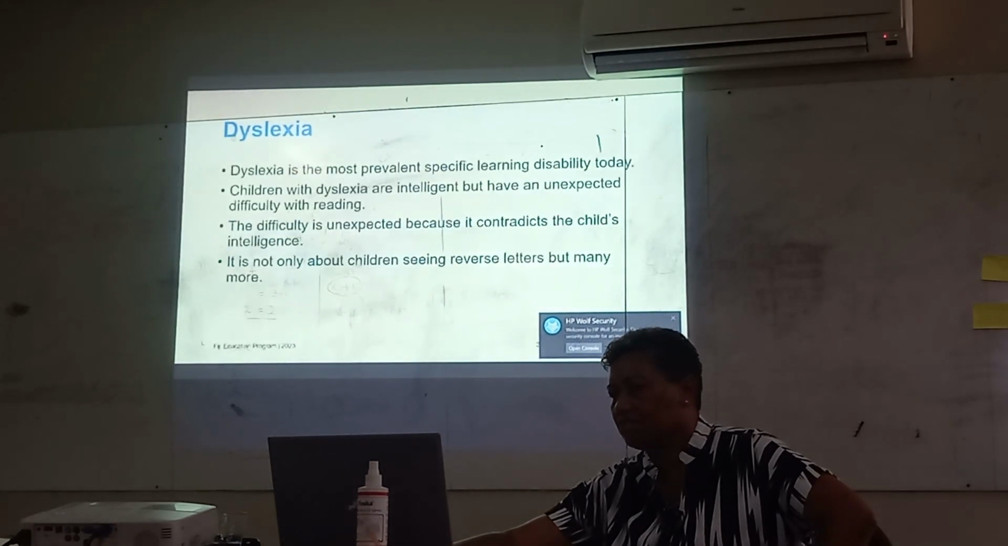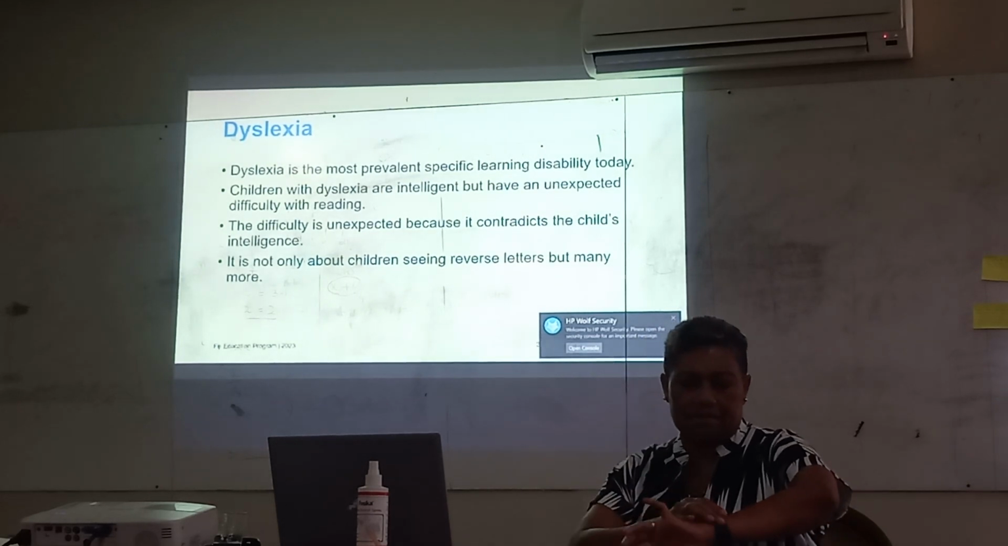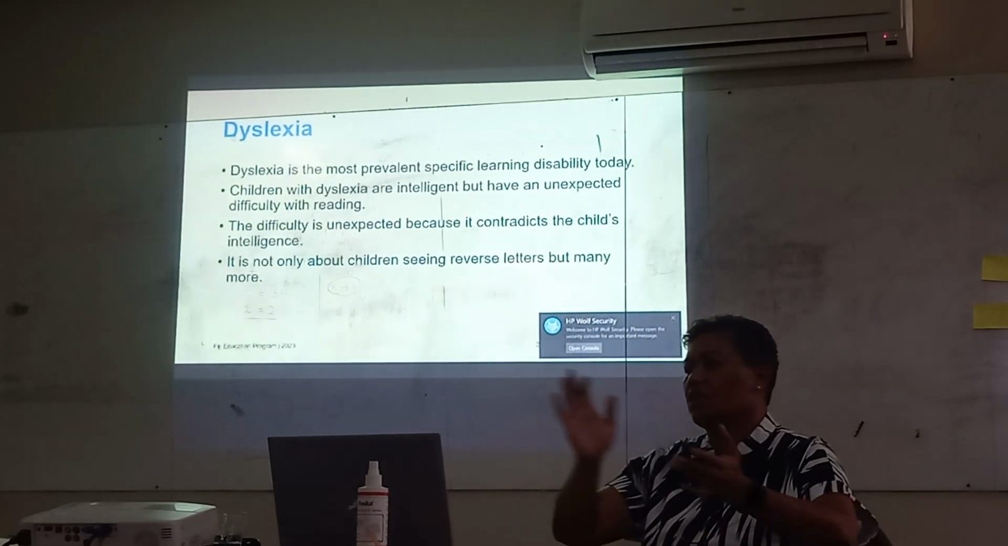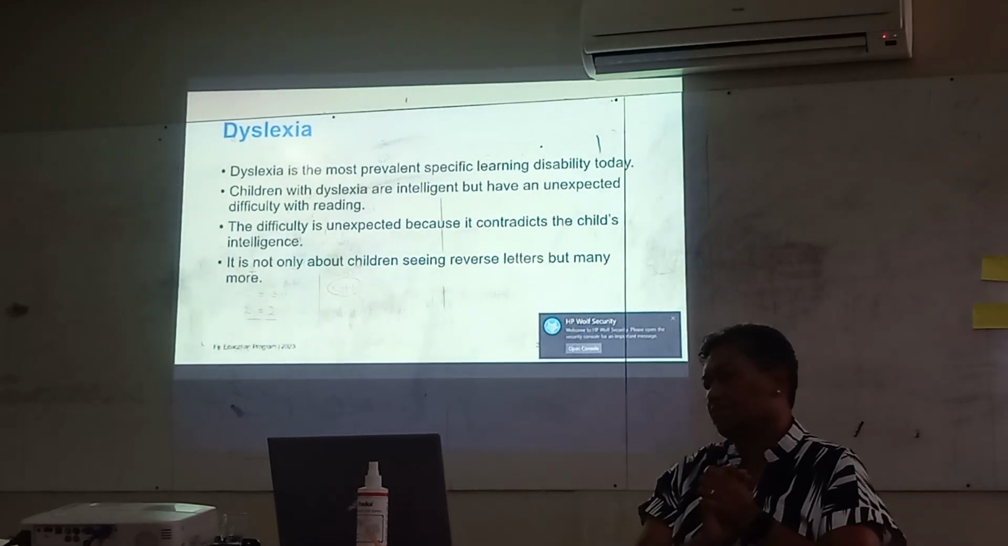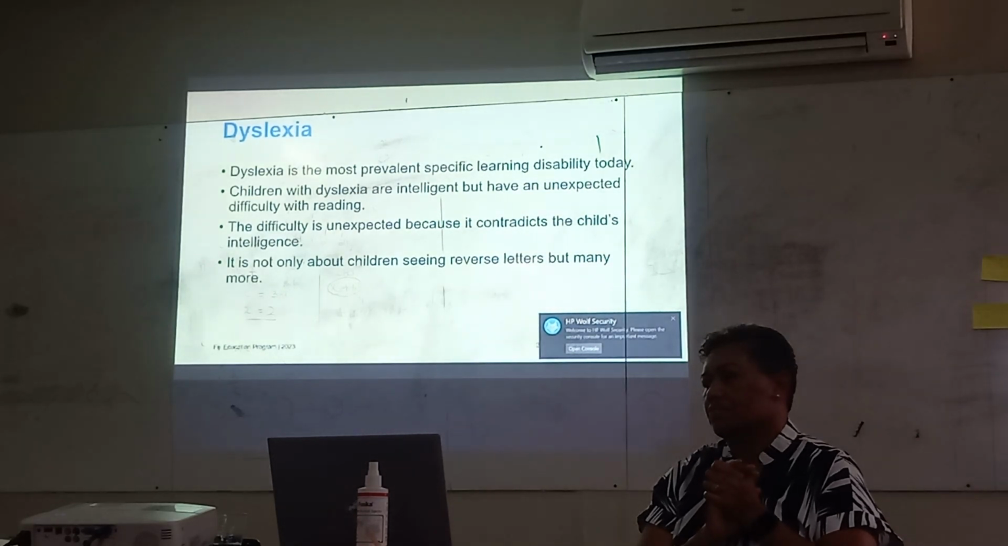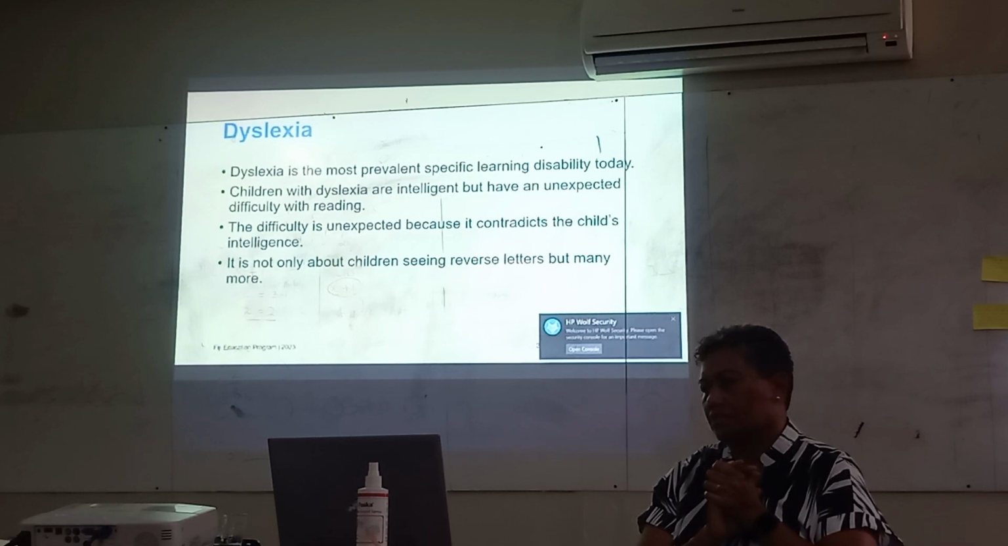Right. So what is dyslexia? Can we read together? Dyslexia is the most prevalent specific learning disability today. Children with dyslexia are intelligent but have an unexpected difficulty with reading. The difficulty is unexpected because it contradicts the child's intelligence. It is not only about children seeing reversed letters, but many more.